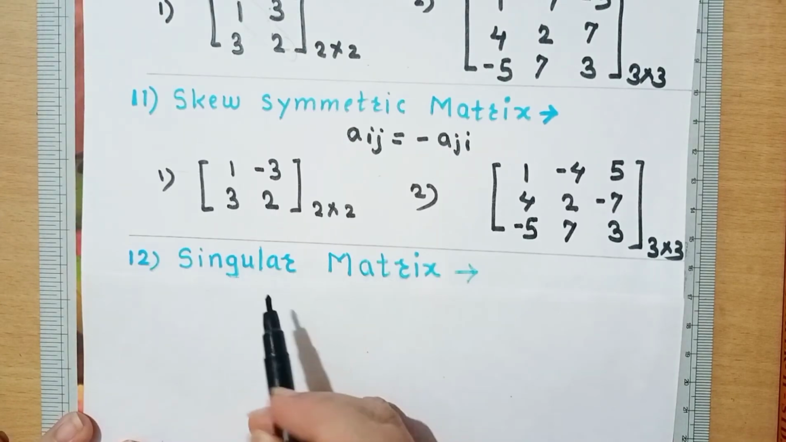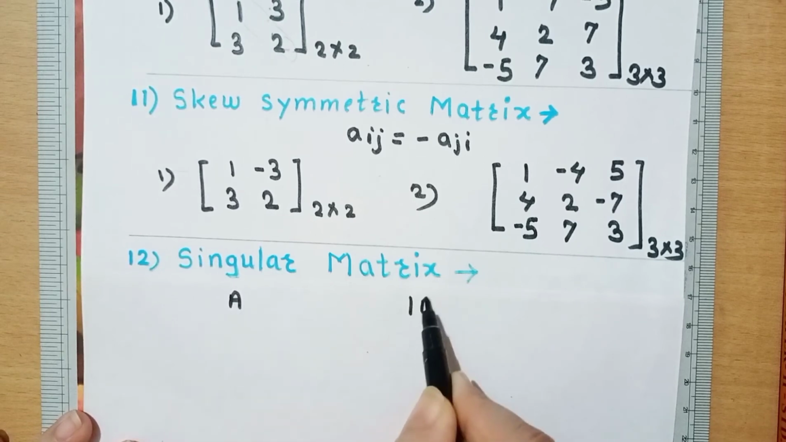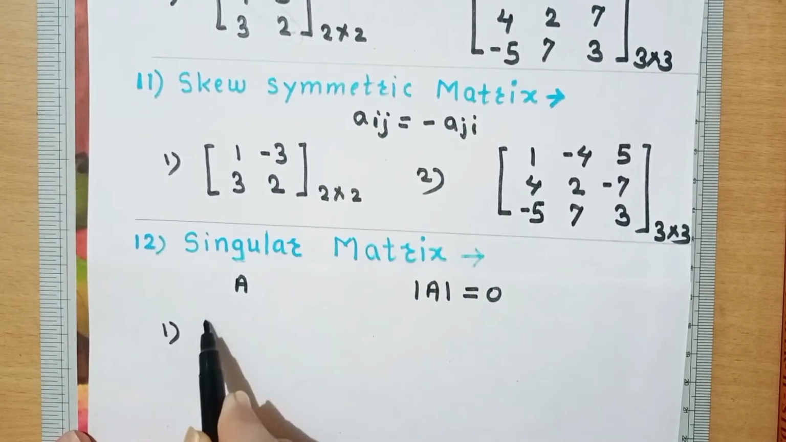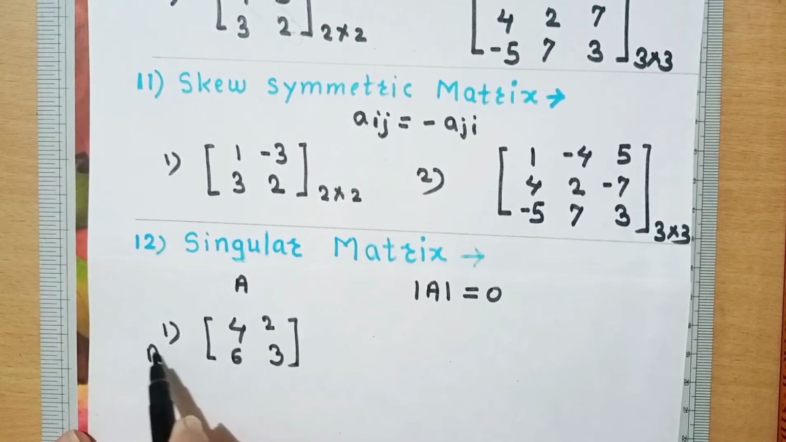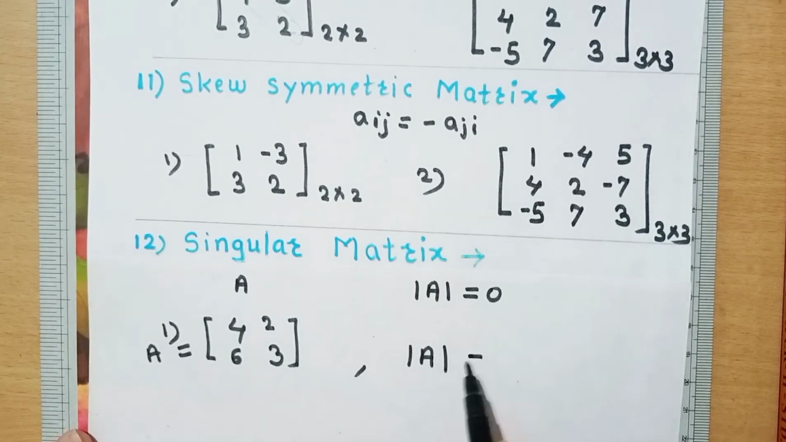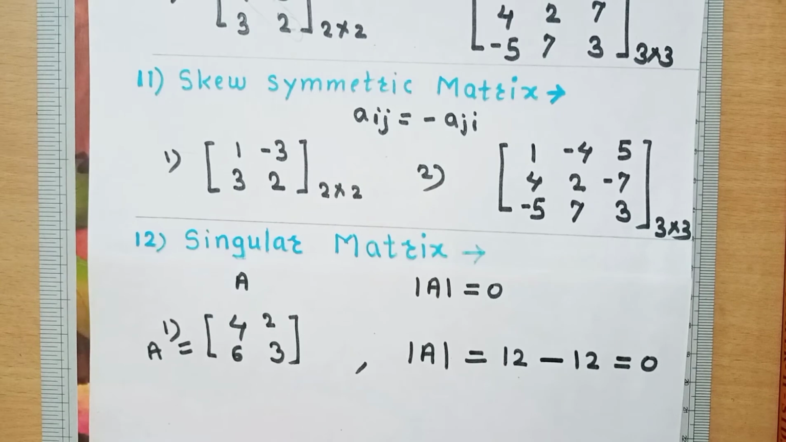Next type is singular matrix, and suppose A is the square matrix, then if determinant of A equal to 0, then this is called as singular matrix. Now suppose let this be A. So how we will find determinant of A? Consider this first element, 4 3s are 12, middle sign minus, and then again cross multiply, 6 2s are 12, that is equal to 0. So this matrix is called as singular matrix.